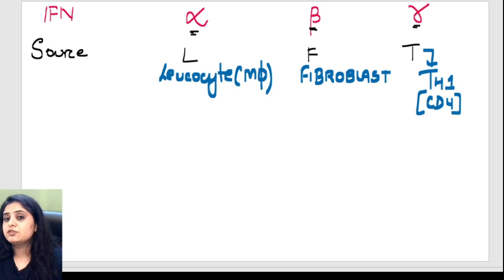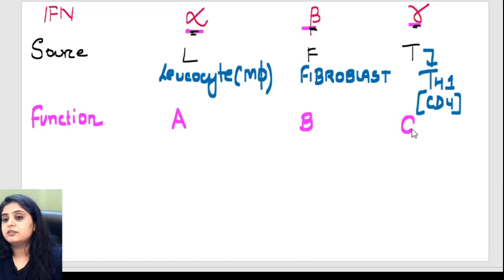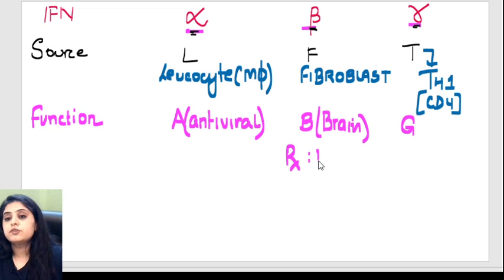Now we come to the next question, and that is, what is their function? So the next thing that you have to know is the function. So remember, A for A, B for B and G for G. That's how you learn it. Function wise, alpha is supposed to have antiviral properties. Beta is used for the treatment of a brain disorder. Which brain disorder? It's used for the treatment of multiple sclerosis.